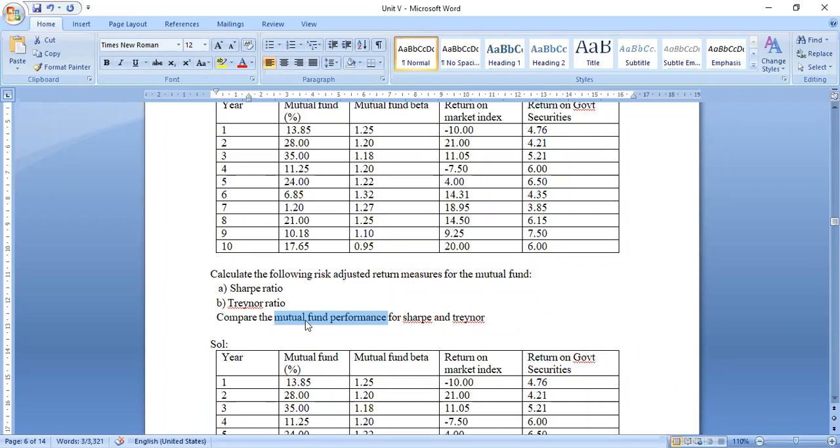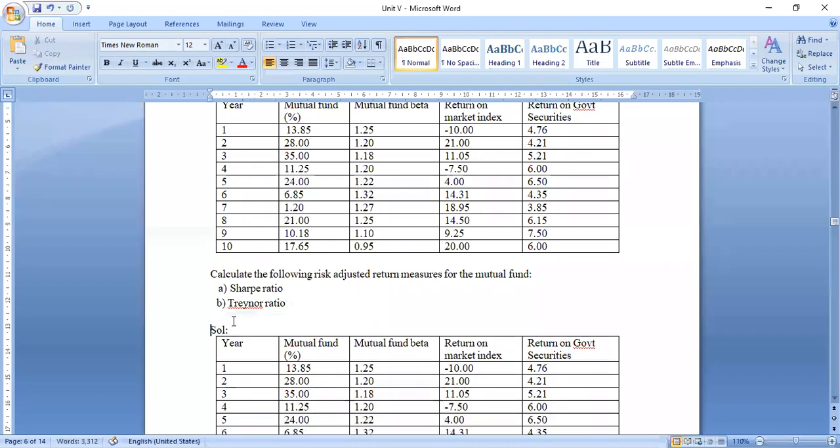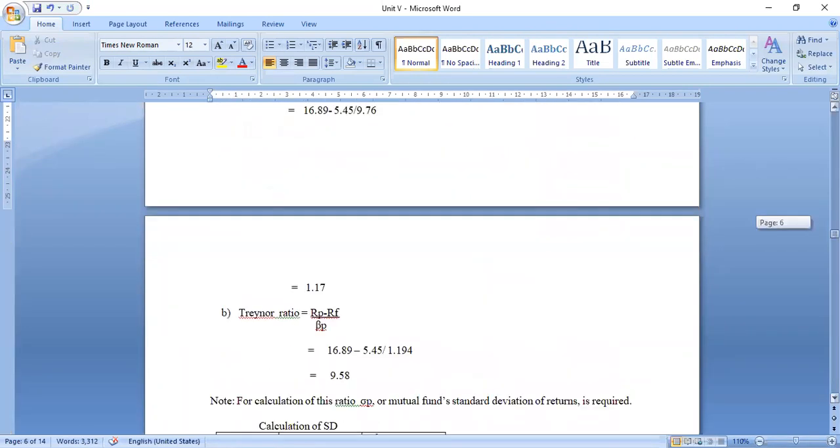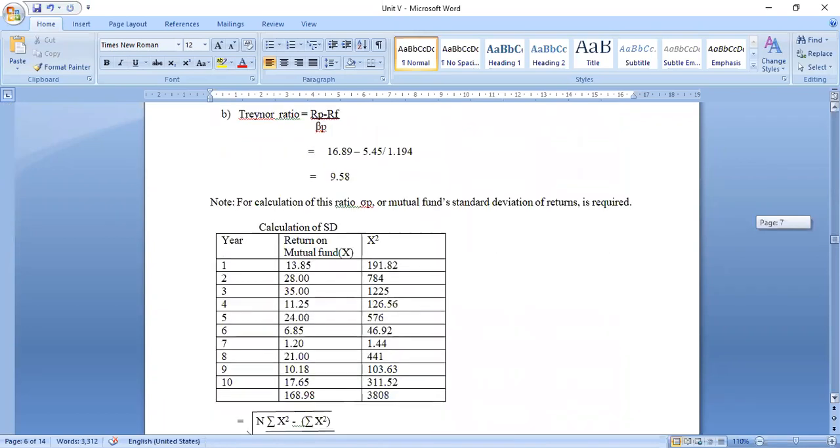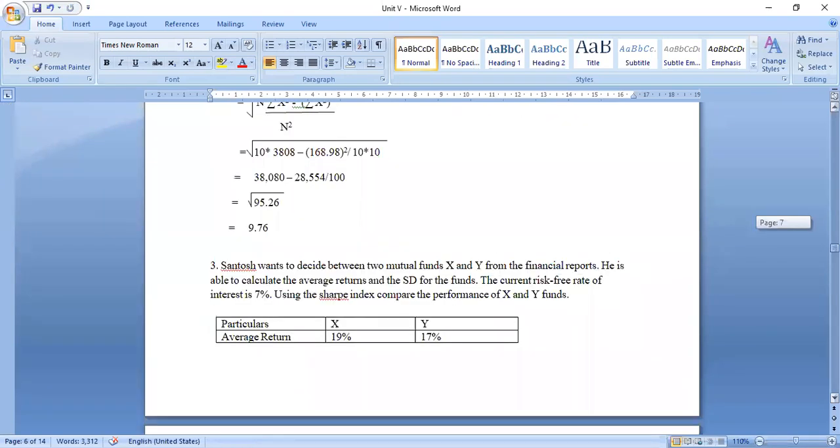If at all we have to compare mutual fund performance, then we need market returns as well as the market risk. And that is the reason we have taken the standard deviation of the returns for mutual fund. I hope it is clear, I will move ahead. If anybody is having any doubt, you can put that into the chat box. Else we will move on to the third problem.